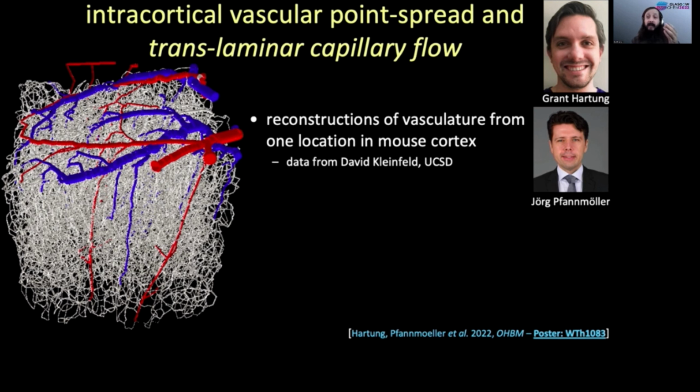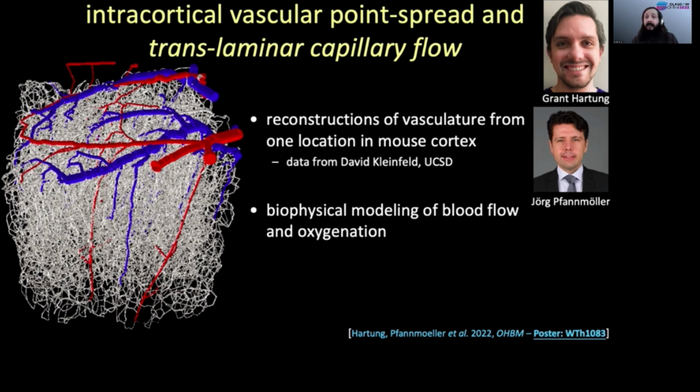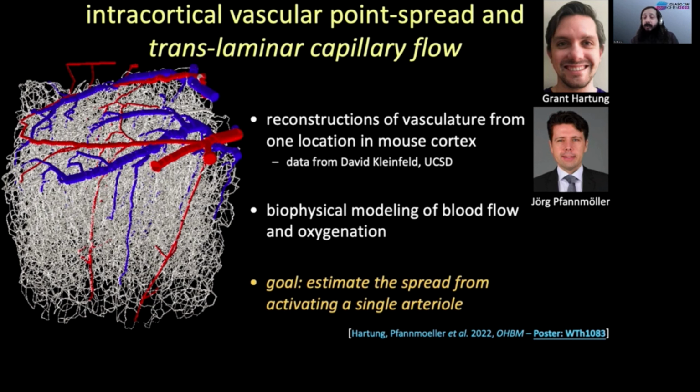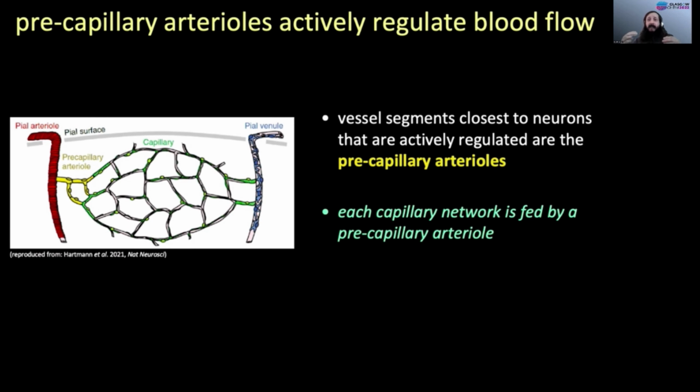So here they're using reconstructions of the full microvasculature from one location in the mouse cortex and modeling the spread of blood flow and oxygenation that arises from the smallest possible activation of the vasculature. So to motivate their simulation approach, the vessel segments closest to neurons that are universally accepted to actively regulate blood flow are the pre-capillary arterioles, shown here in yellow.